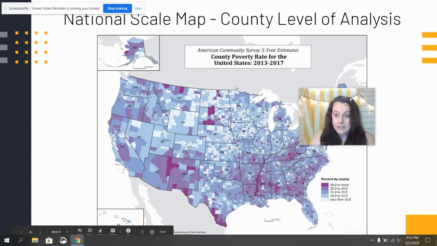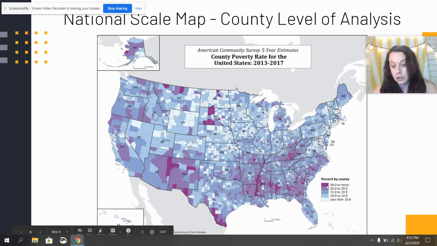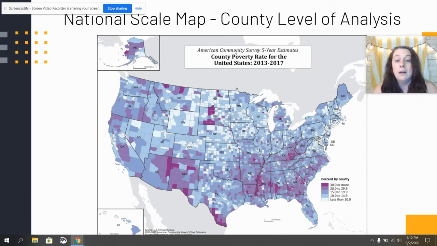So this is an example. This is still a national scale map, right? We still see the whole country of the United States. However, it's broken down into a county level of analysis. So this is every single county in the United States. And you can see that the key has changed here, right? So the darker purple is now a poverty rate of 30% or more in those counties.